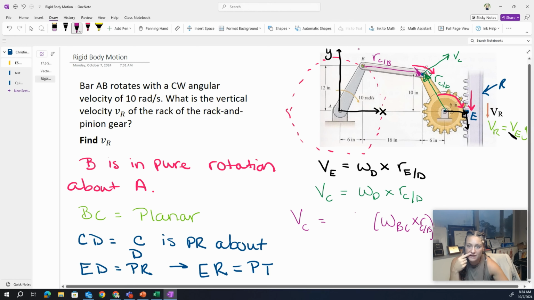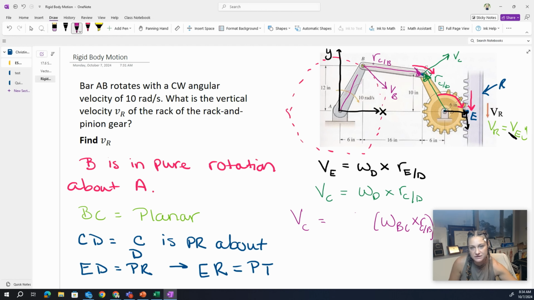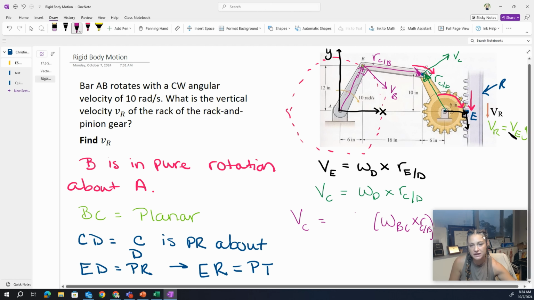B will have a linear velocity because it's in pure rotation here, so I can draw that because its position vectors here are perpendicular. So this would be RB with respect to A. You have to include its linear velocity here. So now I have 2 equations, but I have 3 unknowns.